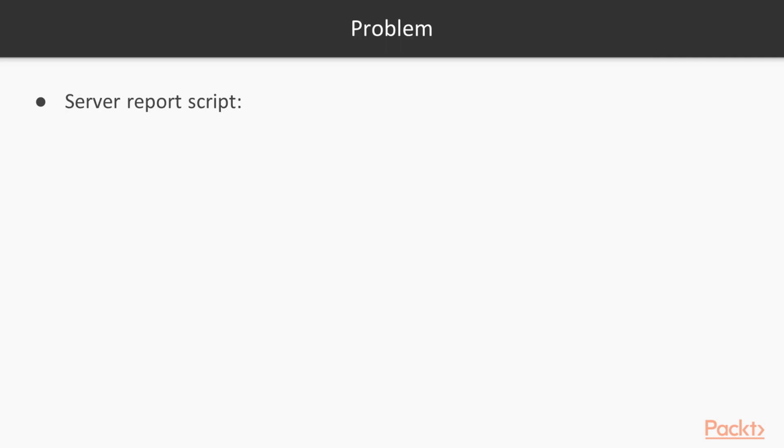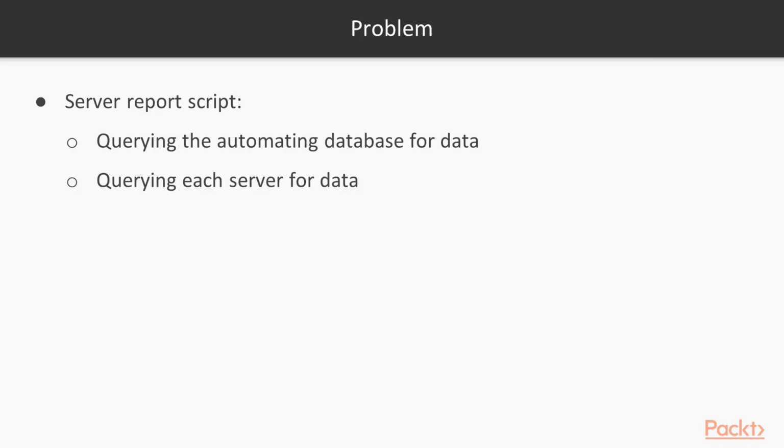So when we wrote our server report script, basically it wasn't doing much. It was querying the Active Directory for data, for the server list, and it was querying each server for the data, and it was producing an HTML report and emailing it out. So it's all in one place.